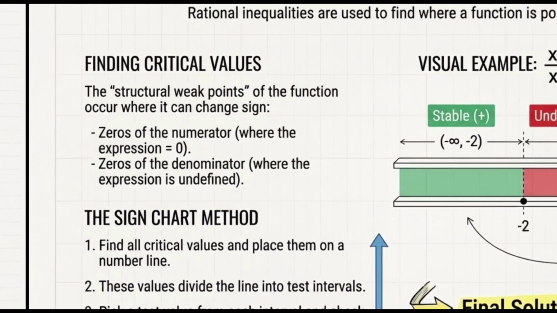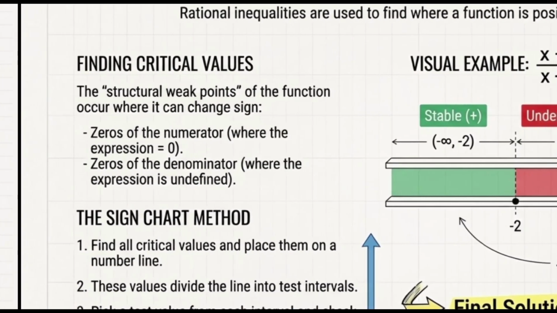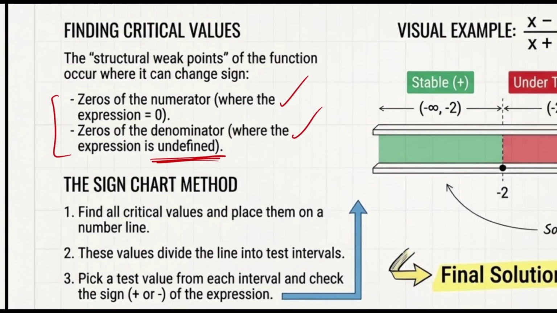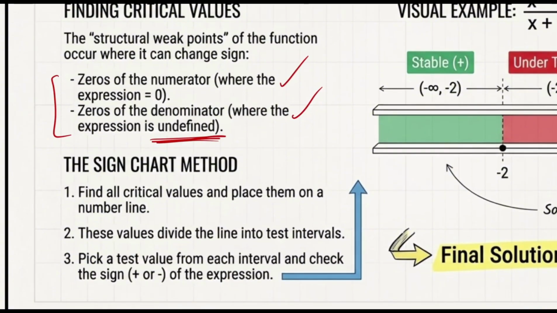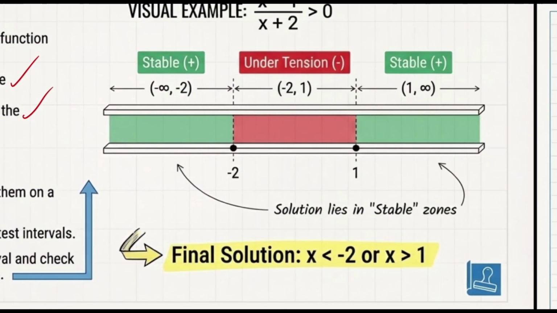The very first step is that I have to find two zeros. First, a number that makes my numerator 0, which at the end of the day is going to make my expression 0. After that, we have to find the 0 that happens in the denominator, which is going to make my expression undefined, because at this point the sign could change. So find all the critical values, and these values are going to divide the line into test intervals, and we pick a test point from each. Let's see an example.